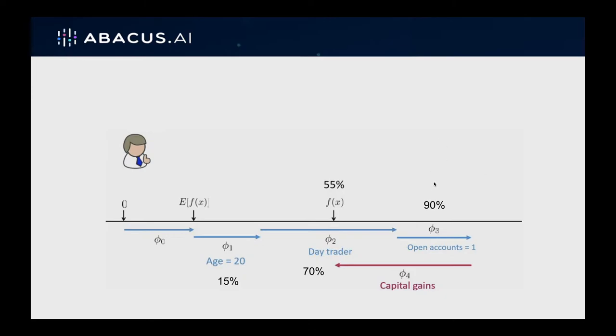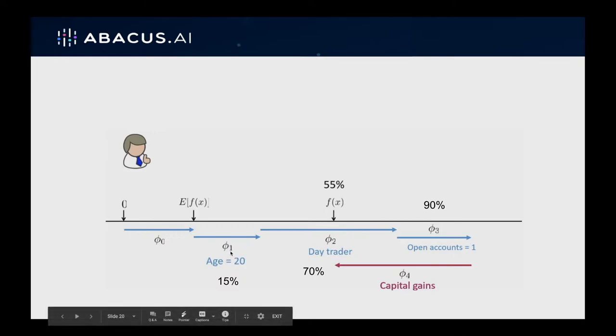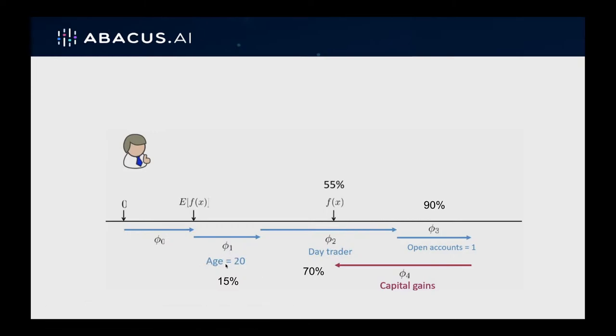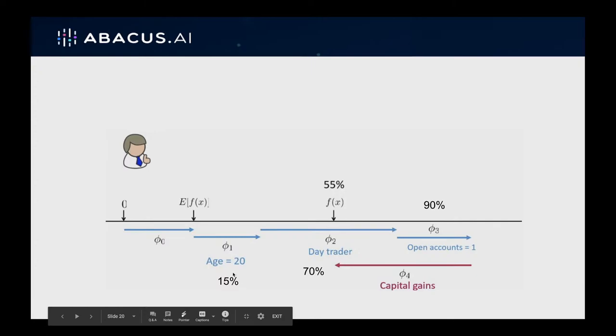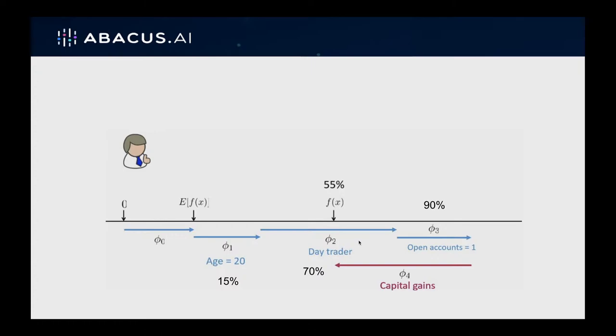So what is happening here? With this v1 function, which is attributed to his age, which is 20, so he's a young guy, his risk jumps by 15%. And now him being a day trader, which is a risky profession, it jumps further to 70%, right? So each of these feature attributions is raising the percentage of risk. And then there's v3, which is the number of open accounts, which is one, which is again bad for him somehow. So that again raises it to 90%.